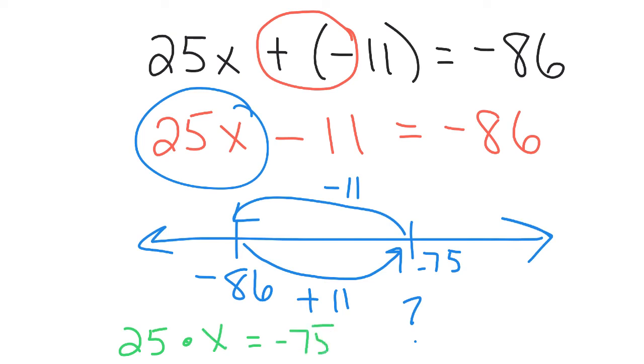What is that number you can multiply 25 by? Well, that number is negative 3. So I'm going to draw an arrow over here, and your answer is negative 3. 25 times negative 3 is negative 75.